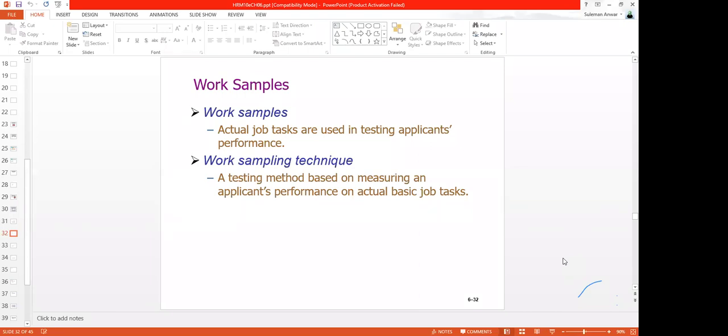And in the context of the work sampling technique, it is said to be a testing method based on measuring an applicant's performance on actual basic job tasks, that rather than creating an artificial environment, you assess the person in the actual job scenario.